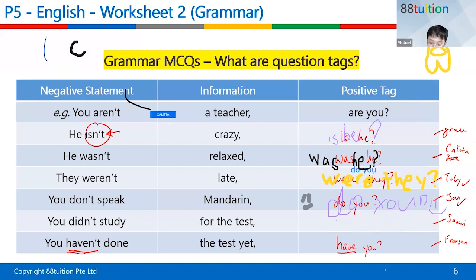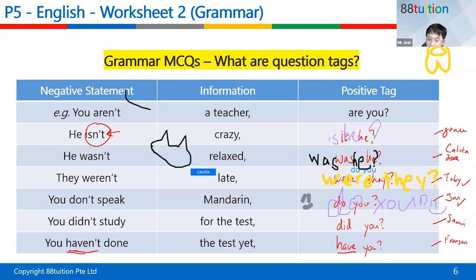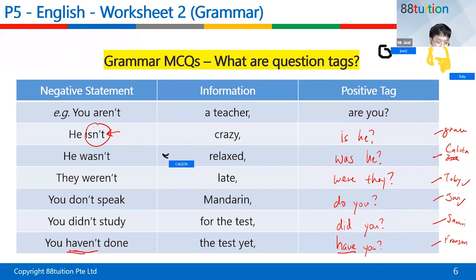Sanvi, you didn't study for the test. And what's your answer? I think you were about to write did you, right? You didn't study for the test, did you? So question mark, yeah? So good. Okay, let me just clear all the annotations here. It's quite messy, but you guys are right. Okay, moving on to the next part.